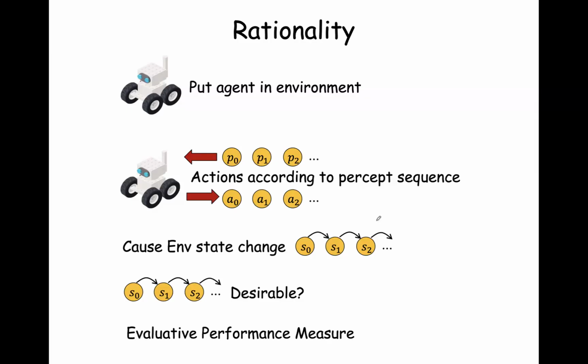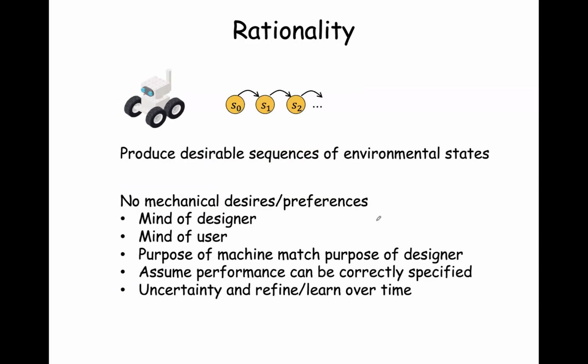And so that means you need some sort of evaluative performance measure, some function that will evaluate or examine the sequence of states the environment goes through and give you a score that encodes something about the quality, the goodness, the desirability of how you converge upon that goal. Does that make sense? Any questions? No questions? No. And so there's no such thing as a mechanical desire or preference.